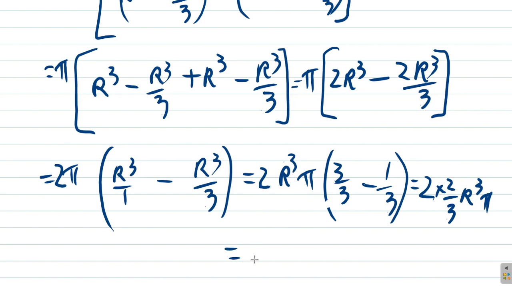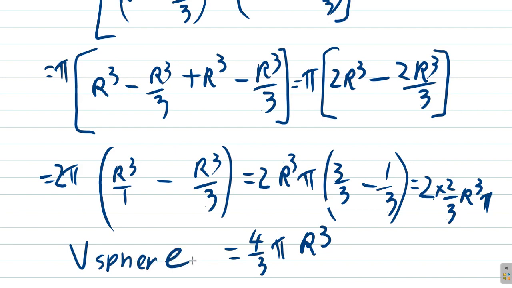Now we could rearrange that to say 2 times 2 up top here is 4. Is 4 over 3 times, put the pi here, times r cubed. So that's the volume of a sphere, 4/3 pi r cubed, gotten from using volume of revolution of a circle.